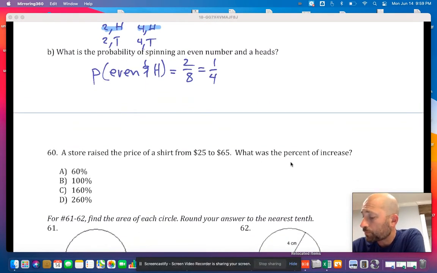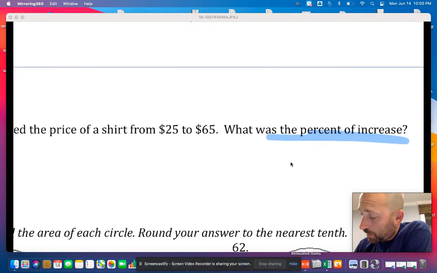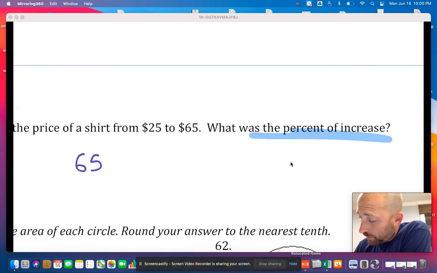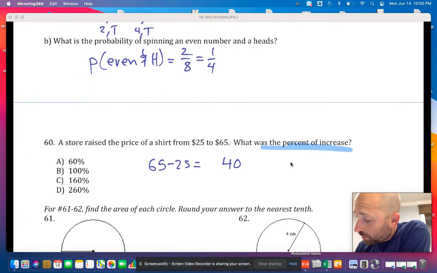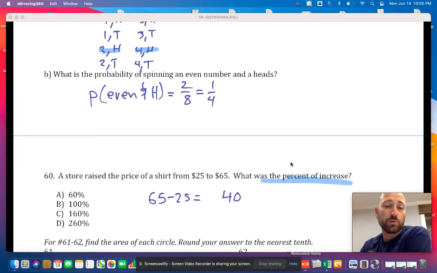Okay, last one for the day. A store raised the price of a shirt from 25 to 65. What is the percent increase? This one is always challenging. Percent increase is the amount of change. So if I go from 65 to 25, that was a $40 change compared to the original. So it went from 25 to 65.